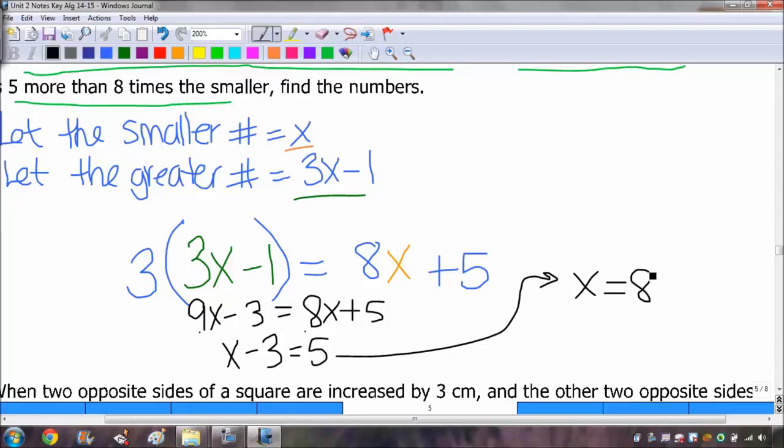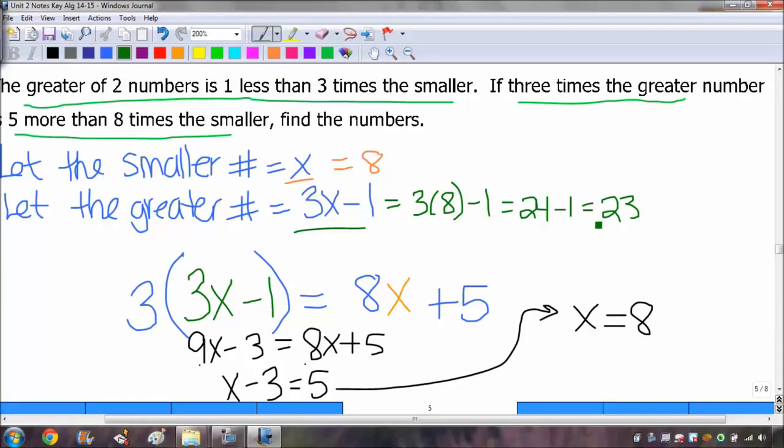So now I know that the smaller number is going to be 8, and that the larger number is going to be 3 times 8 minus 1. So I end up getting 24 minus 1, which is 23. All right, so that means that my two numbers are going to be 8 and 23. Those are my two answers. But I want to really make sure that it makes sense, or that it checks. I'm not going to check it in the equation that I wrote because I could have written the equation incorrectly. I'm going to check it in what the word problem says.